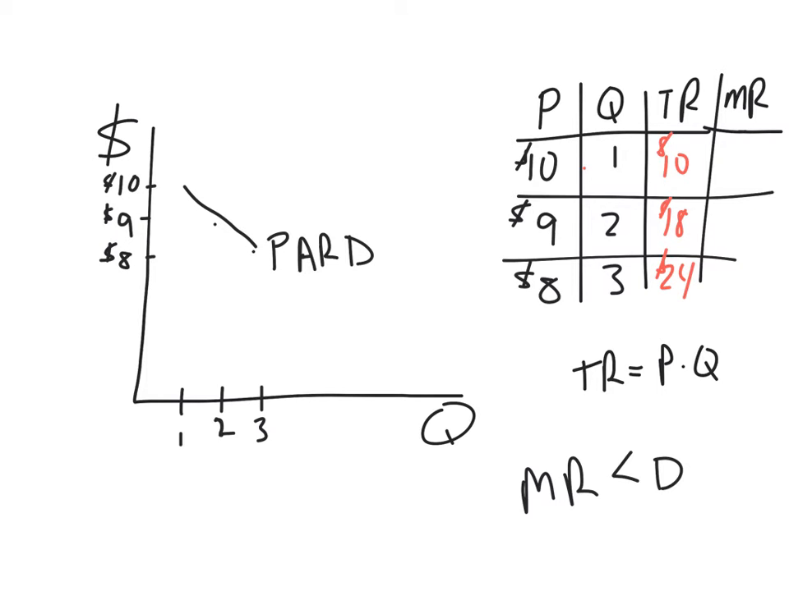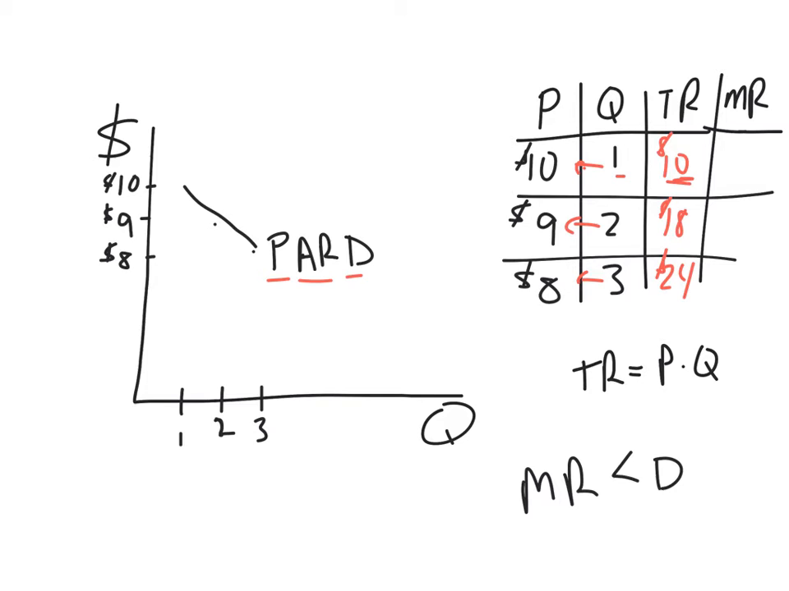And if I were to take this and I wanted to find the average revenue, so why is price equal to average revenue equals demand? 10 divided by the quantity 1 is 10, so that's the price. 18 divided by 2 is 9. So that's the average revenue, right? Total revenue divided by the quantity. 24 divided by 3 gives you that 8. So the average revenue is equal to that price and demand always. Regardless of what market structure we're talking about, price always equals average revenue equals demand.